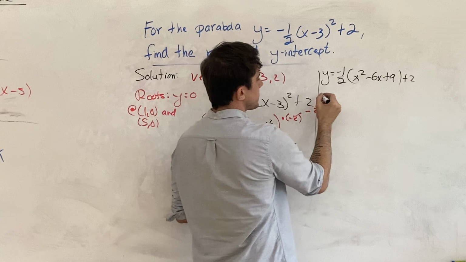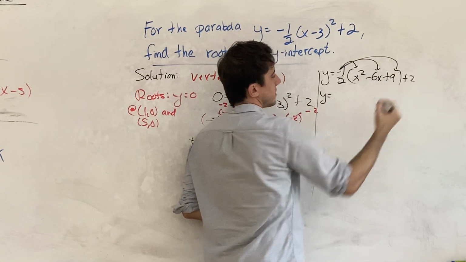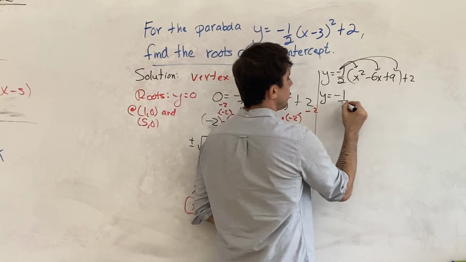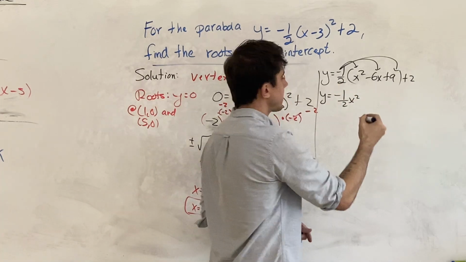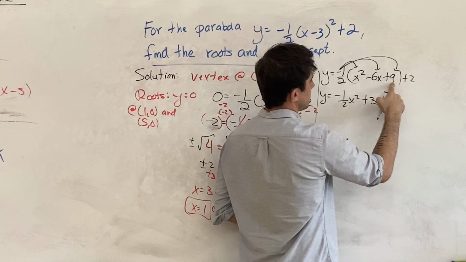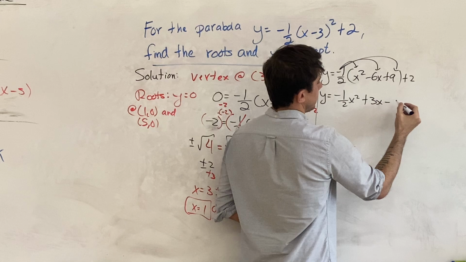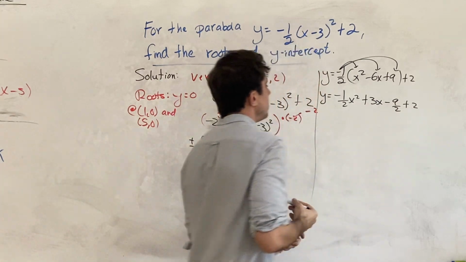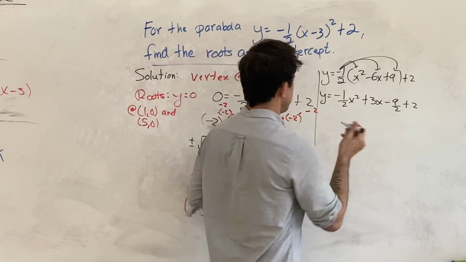And now we can go through this. So we have negative 1/2 that's multiplying everything inside of this bracket, this trinomial. And so that means negative 1/2 x squared, negative 1/2 times negative 6x is plus 3x, negative 1/2 times 9 is minus 9 over 2, and then we have plus 2. And now we can simplify this a tiny bit.